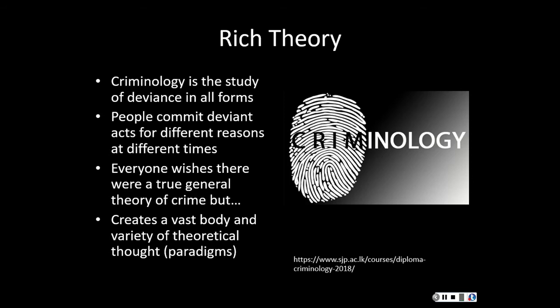Now, the holy grail of criminological theory is to find some general theory of crime that covers just about everything. Most people that come out with a criminological theory will say that they've somehow created a general theory of crime. However, in most cases, when we examine theories, we can find exceptions to the rule. As a result, as criminologists, we have a vast body of theory and theoretical thought.